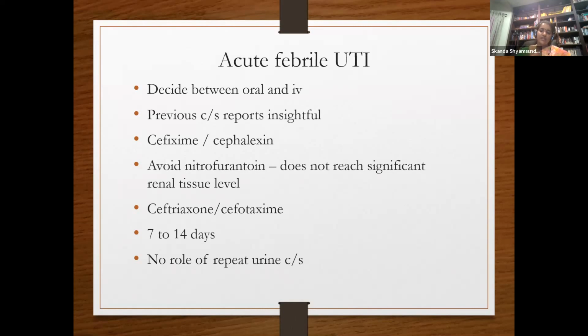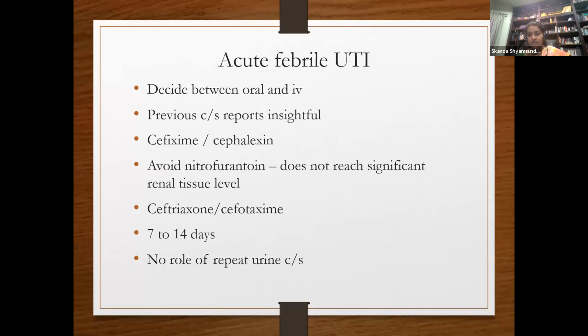There are children who have recurrent UTI. If you look at the previous organisms, they will all be resistant organisms. So if we know this time also we are going to have a resistant organism, we can hit hard and hit fast. We can start the antibiotic based on the previous culture report, and then of course we are going to send another culture this time. So oral antibiotic, we start with cefixime or cephalexin.